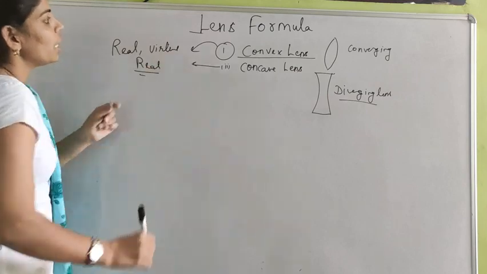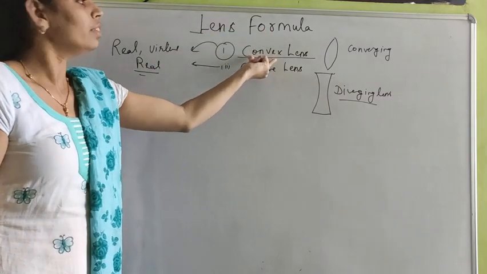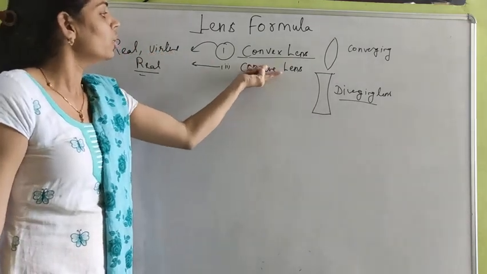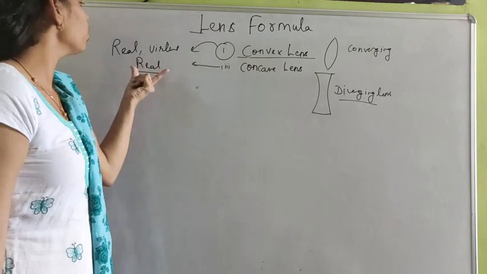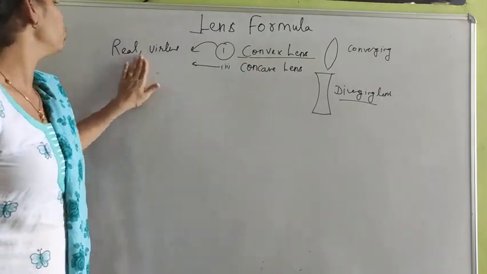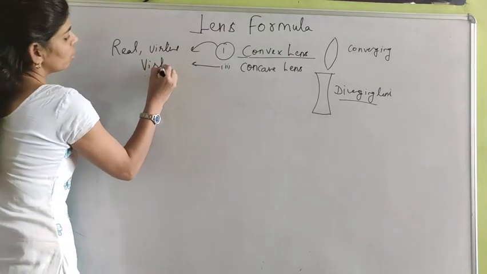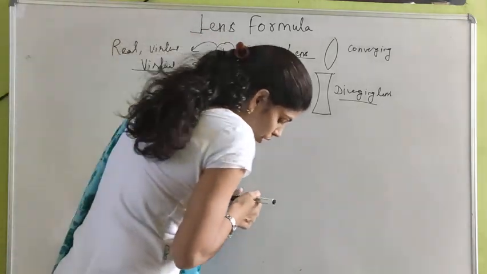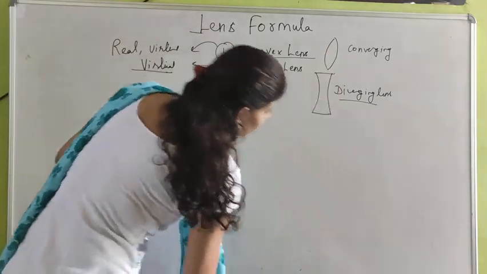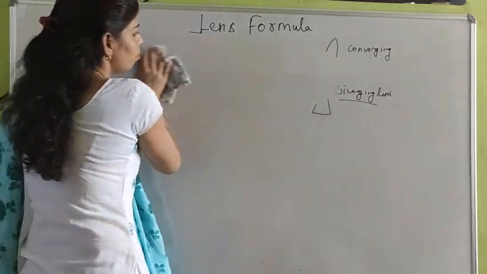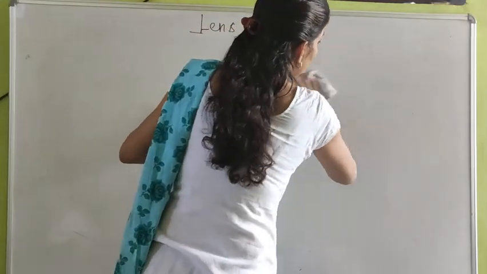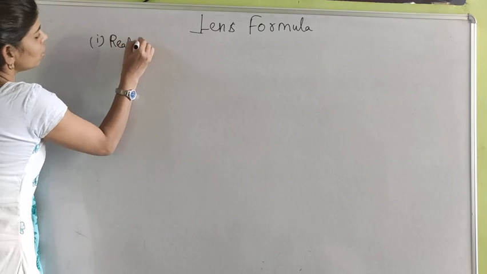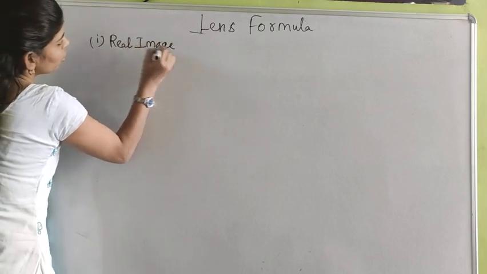So we will derive the lens formula for the convex lens, for the real image as well as virtual image, and we will derive it for the concave lens, and concave lens makes only virtual image. So let's derive the lens formula. First, for the convex lens, as you know, convex makes both types of images. So first we will derive for the real image formed by convex lens.